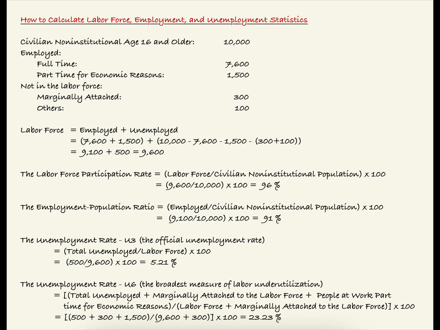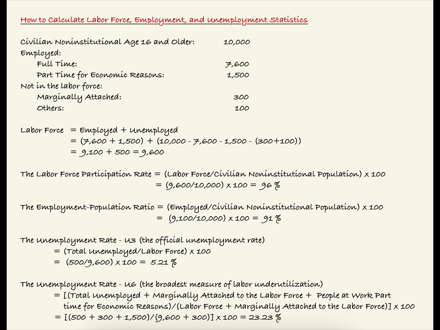To find the number of unemployed individuals, we take our total civilian non-institutional age 16 and older population, subtract those individuals who are employed full-time, subtract those individuals who are employed part-time for economic reasons, and subtract those not in the labor force. That is how we get 10,000 minus 7,600 minus 1,500 minus the quantity of 300 plus 100. Altogether, that yields 500 unemployed individuals. So as a total, the labor force is comprised of 9,100 employed individuals plus the 500 unemployed individuals. That gives us 9,600.